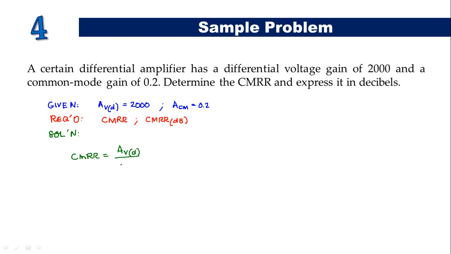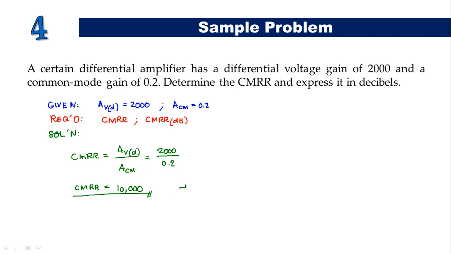differential voltage gain and yung ating common mode gain, di ba? So, it is now equal to 2,000 divided by 0.2. Therefore, yung ating CMRR is equal to 10,000. Ayan.